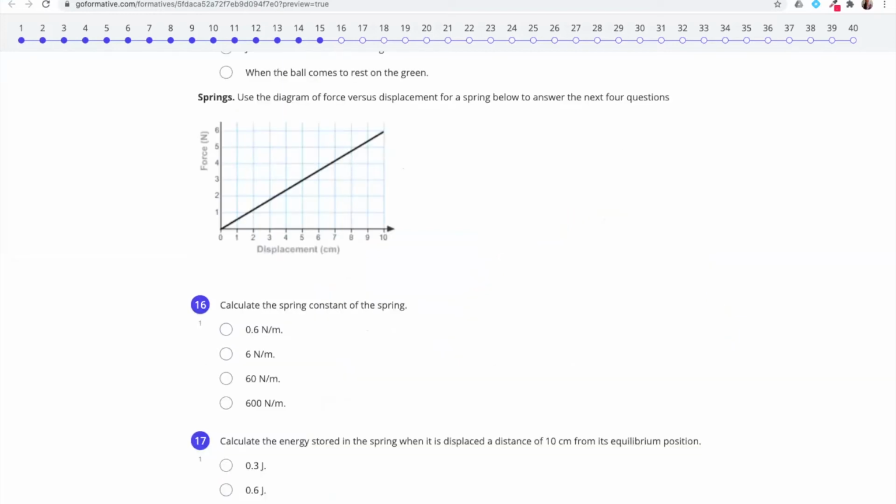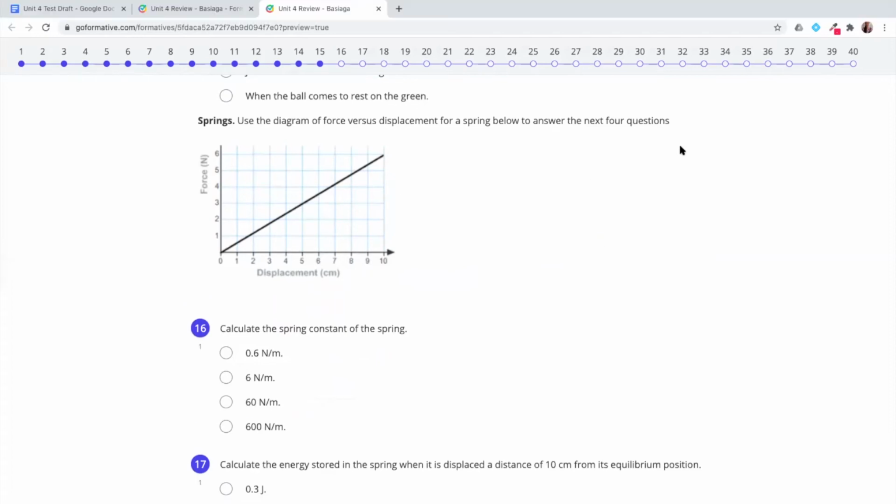For springs, be able to calculate the spring constant from a graph. This is what we were doing in that lab, right? So we're trying to find k. We know a force and displacement, and literally pick any value here. I'm going to pick the last one. So this is a force of 6. Solve for k with a displacement of 0.1 meters.